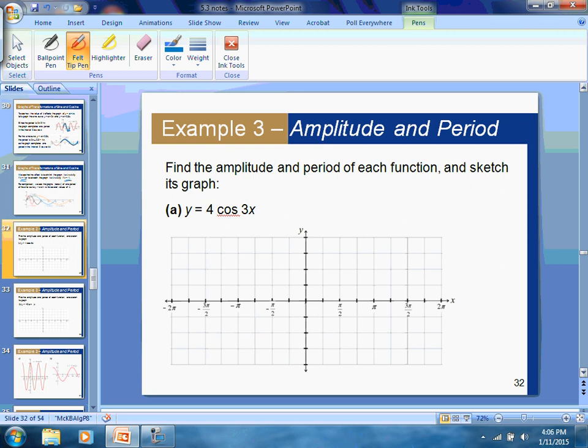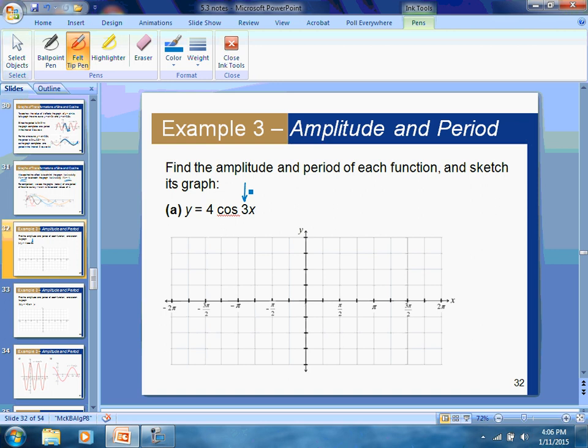Okay, so we have a couple examples here. In example 3, we have an a and a b. And we're going to remember those values from yesterday as well. We have to find the amplitude, and then we'll find the period, which is the new concept for today, and then we'll graph it, very similar to what we did yesterday. But because we have a k value now of 3, that's going to affect our x values in our table of values as well.